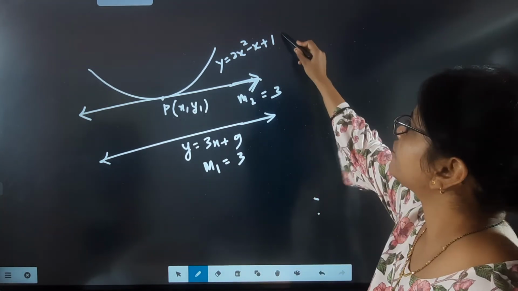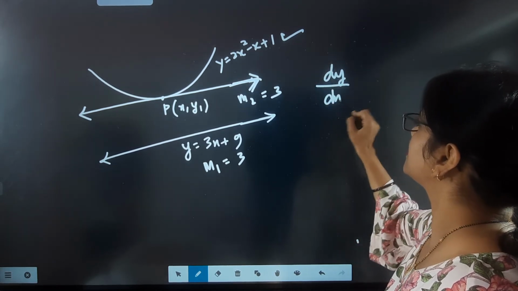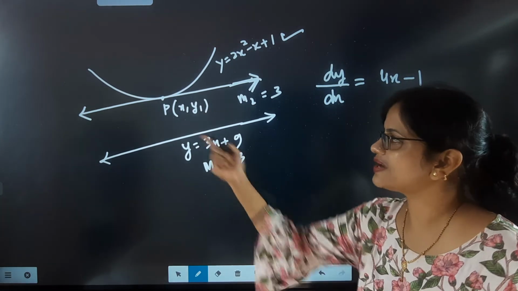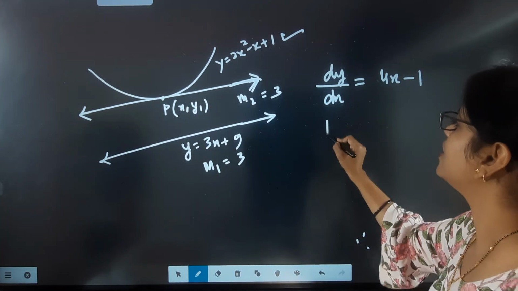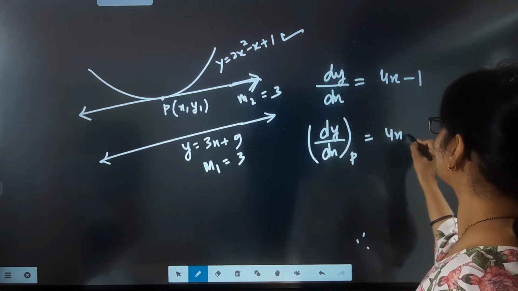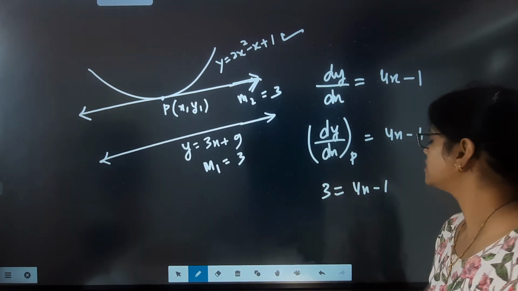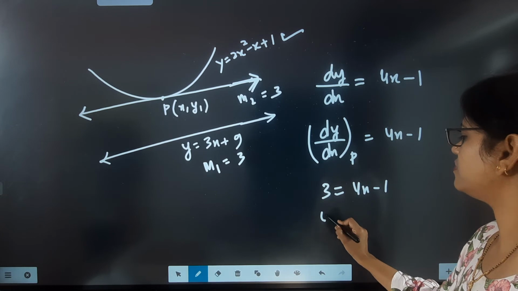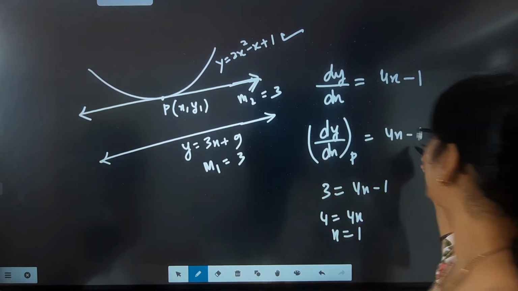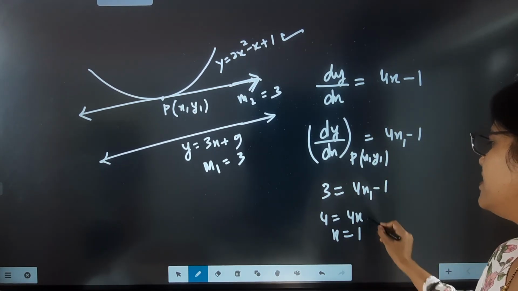Jackpot. Now differentiate the equation of the curve. So now dy/dx = 4x - 1. Now the slope at this point: dy/dx at point P is exactly given to you as 3. So 3 = 4x - 1. So now 3 + 1 = 4, so 4 = 4x. So x is coming as 1. So 100% you can write it as x1 also. So at point P(x1, y1), you can write it as x1 = 1.